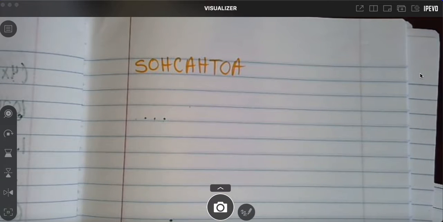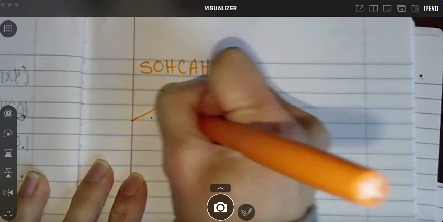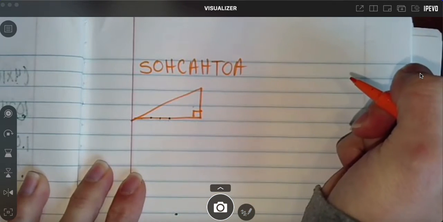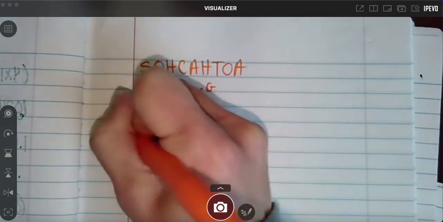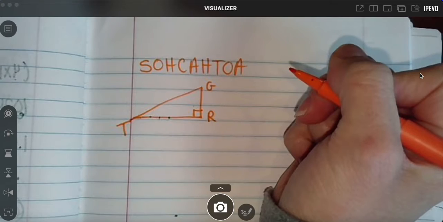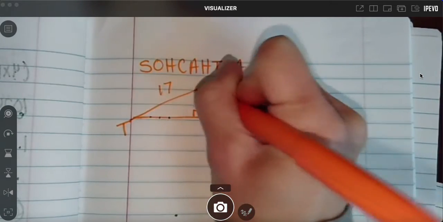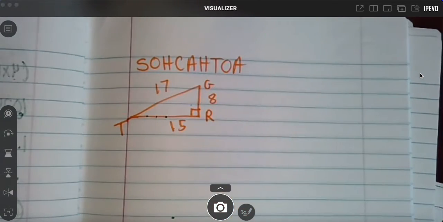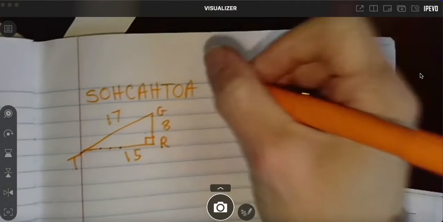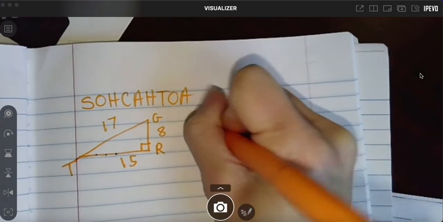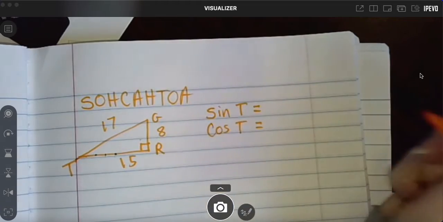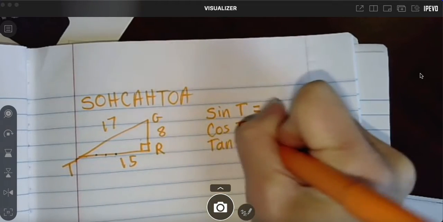Okay, so they give us, let me just draw this triangle that they have. Here's our right angle, and they call it GRT, and 17, 8, and 15. So they want me to find the sine of t, the cosine of t, and the tangent of t. So I'm going to write those down. I'm going to find all those ratios.